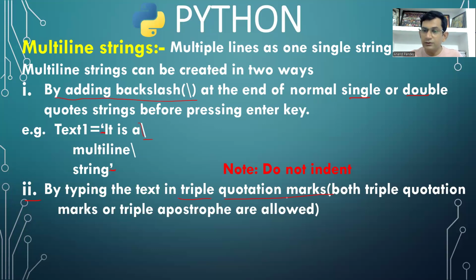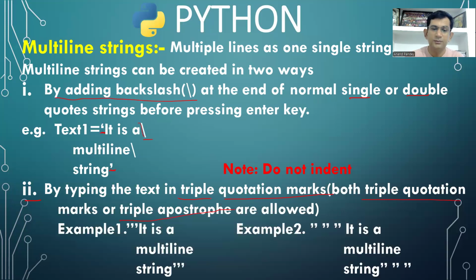And as triple quotes, you can use triple quotation marks. I will show you with an example, or you can use three apostrophe symbols. Both are allowed. Let me show you with an example. Here I have given two examples.